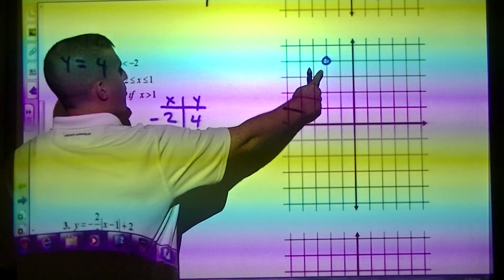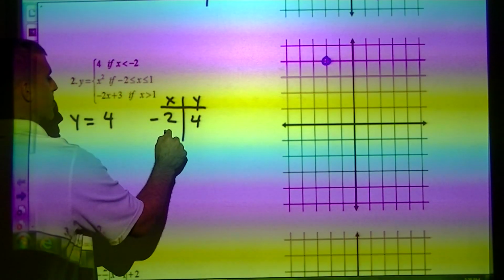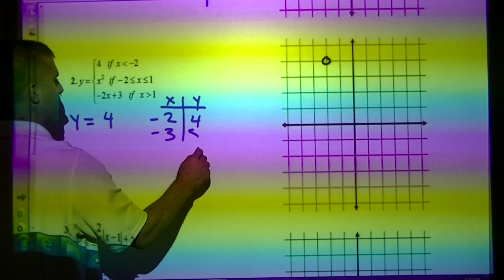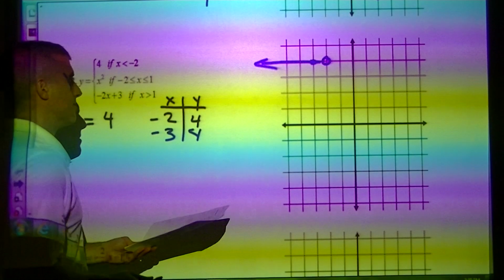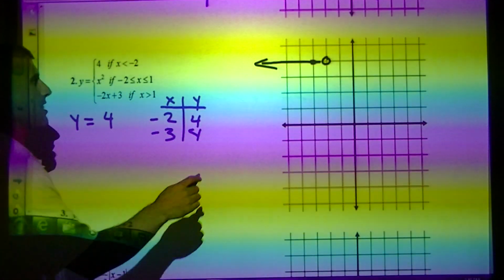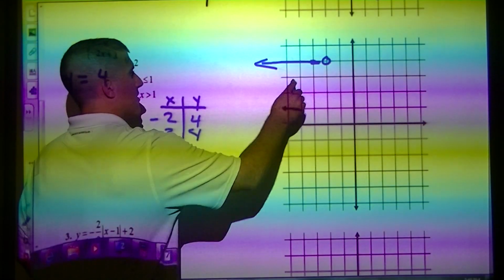And I'm going to graph one more point in that direction. So I'm going to go negative 3. Once again, I'm going to be at 4. All right? So all I'm going to do is draw a straight line right through it. Okay? And that's the answer for that part of it.